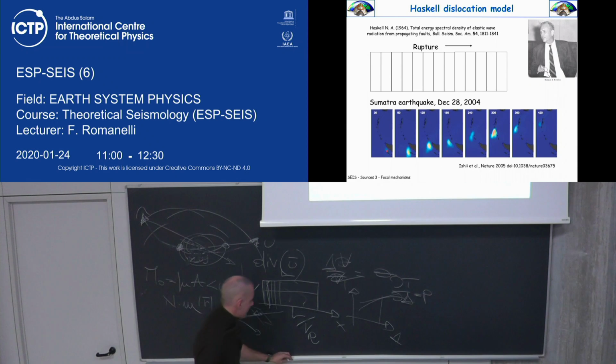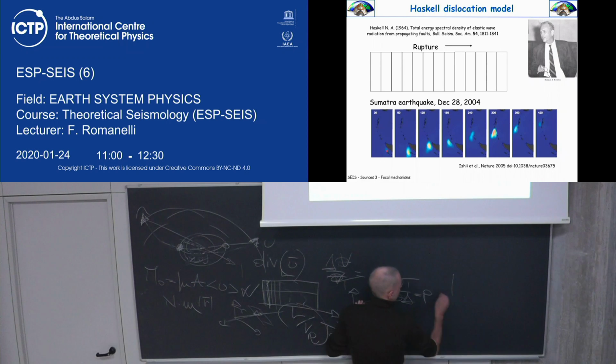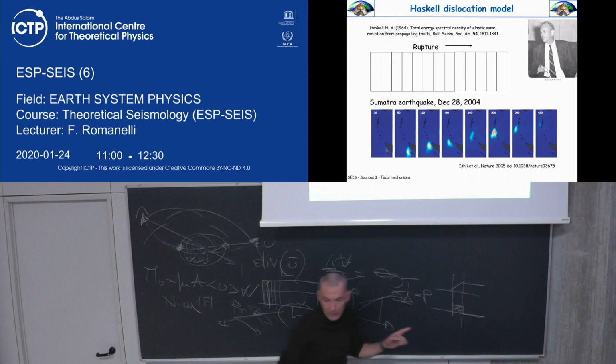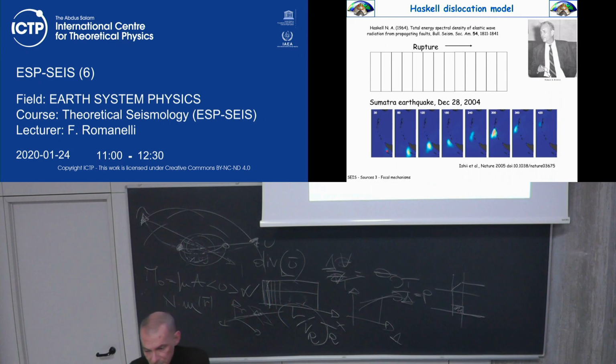This will give us the second kinematic time, and this will be called rupture time. That is not the rise time. That's the time for one point to slip. So we will have a rise time here, a rise time here, a rise time, and so on.